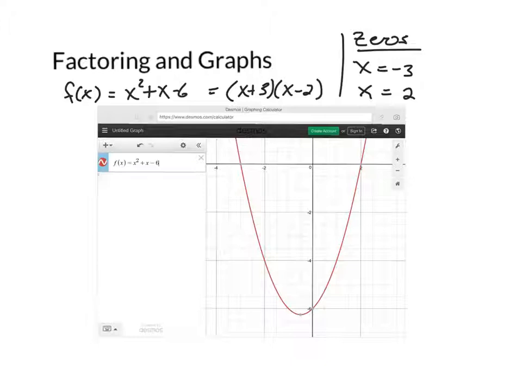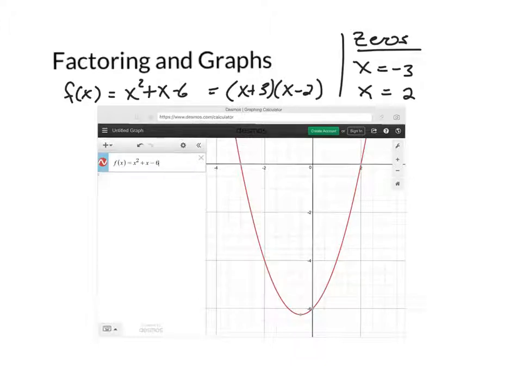So we see this in Desmos, and our graph is this nice parabola. What I'm wondering is, where do I see this information? How can I verify that the zeros of this function are in fact negative 3 and positive 2?